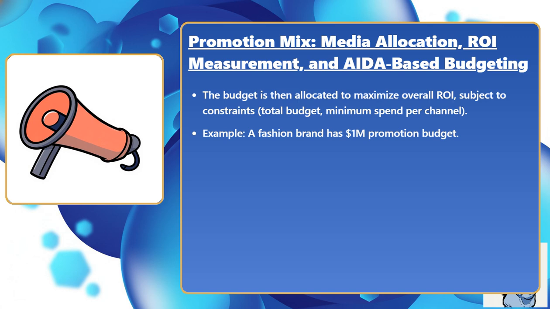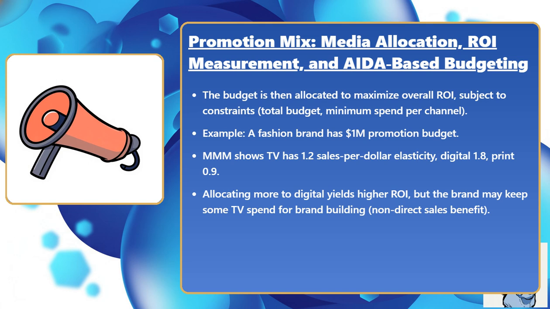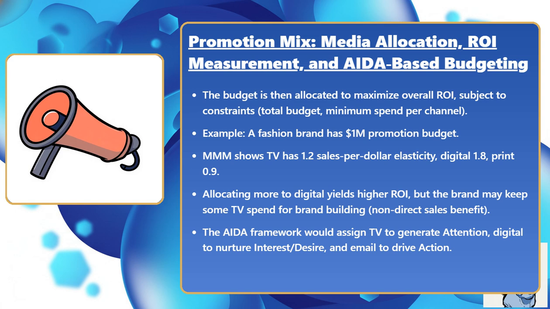Example: a fashion brand has a $1 million promotion budget. MMM shows TV has 1.2 sales per dollar elasticity, digital 1.8, print 0.9. Allocating more to digital yields higher ROI, but the brand may keep some TV spend for brand building, a non-direct sales benefit. The AIDA framework would assign TV to generate attention, digital to nurture interest and desire, and email to drive action.